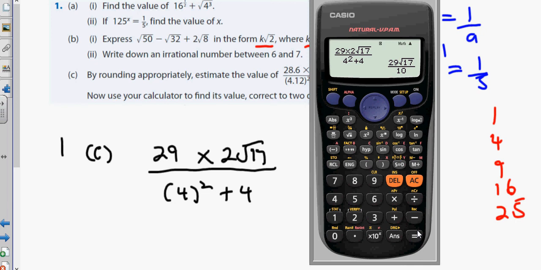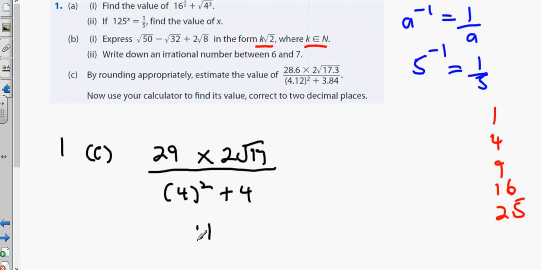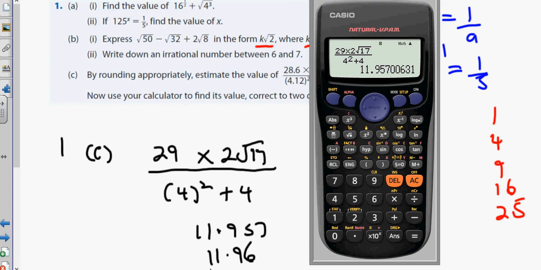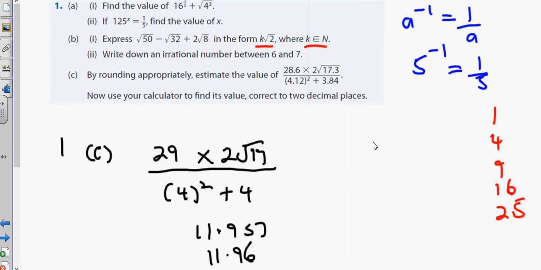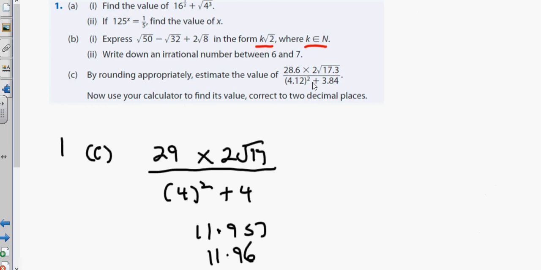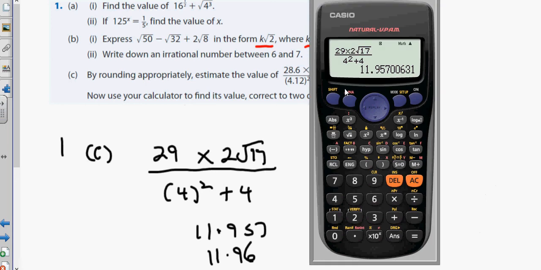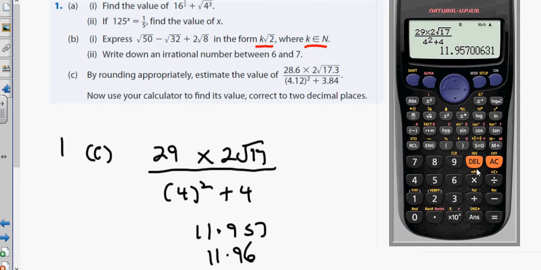And what we get here is 11.96 to 2 decimal places, so 11.957, which is 11.96. Okay. Now we've got to do the initial equation in our calculator as well. So what we can get here is the following.